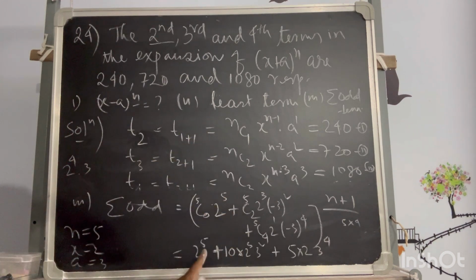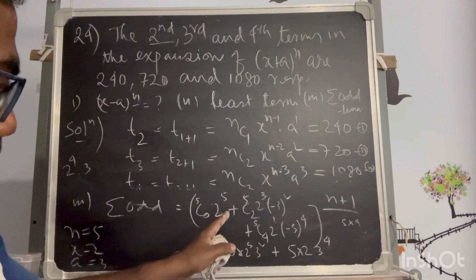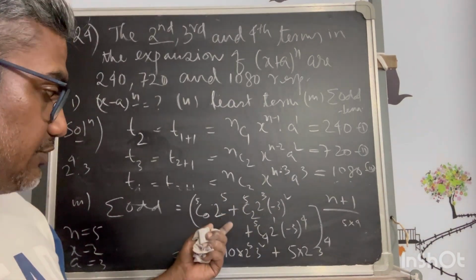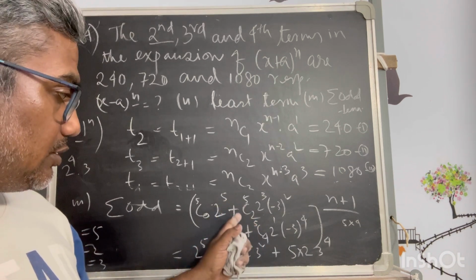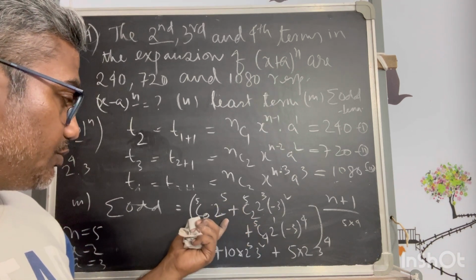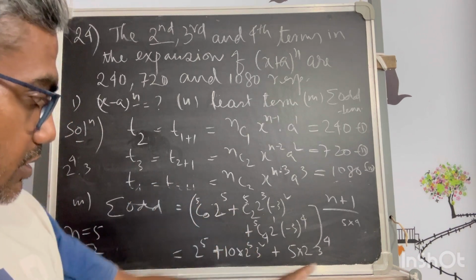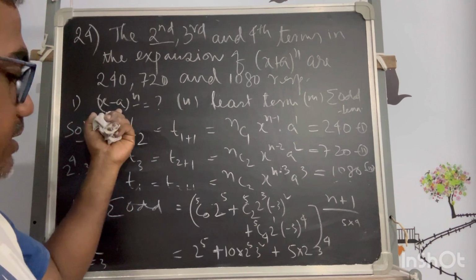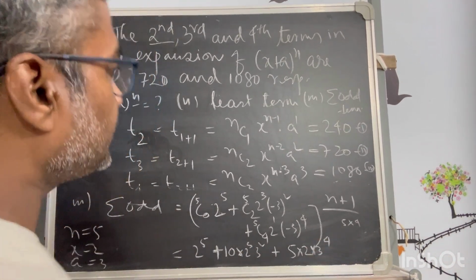Okay, this is only C0, C2, because what are the terms? C0, C1, C2, C3, C4, C5. But C1, C3, C5 are the even position terms. So the odd position terms are C0, C2 and C4. So accordingly the term will be affected by the first term and second term, and this will be the value. Okay, so you can calculate it yourself.